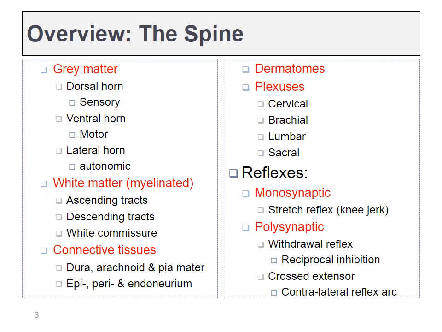To do that, we'll need to talk about some basic anatomy of the spine first, discussing the gray matter and the white matter, and then we'll talk about the connective tissues surrounding the spine. Then we'll talk about these strange things called dermatomes, and some even stranger things called plexuses, before moving on to a number of reflexes.